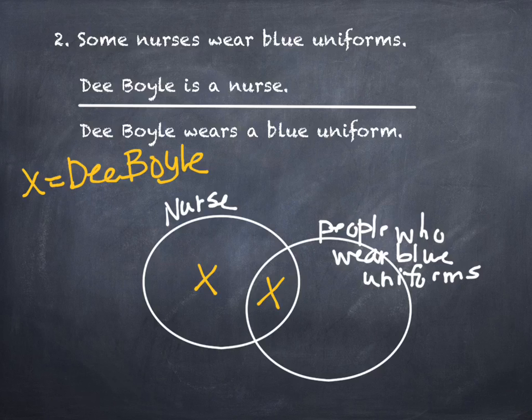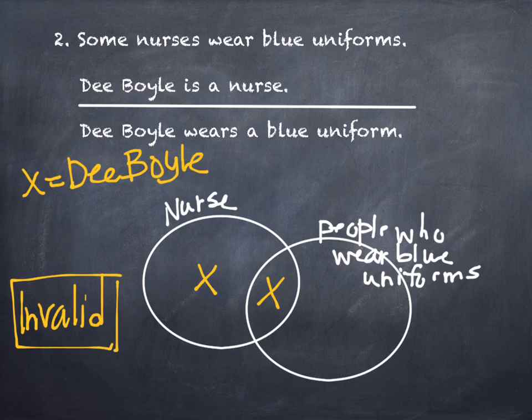D. Boyle wears blue uniform. Not necessarily. She could be the X that's in the overlap, in which case she does wear a blue uniform, right? But does she have to be in the overlap? No. She could be in the outer part where we put the other X. There's two different locations, and not both of those locations are blue uniforms. So is the argument valid? No. It is an invalid argument. Based on the information that we have been given, we do not know if D wears a blue uniform.